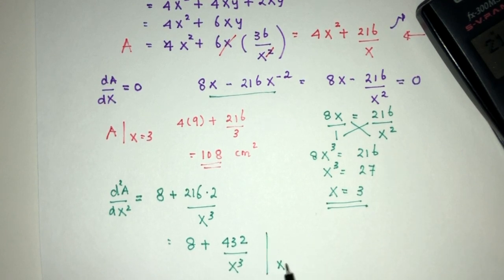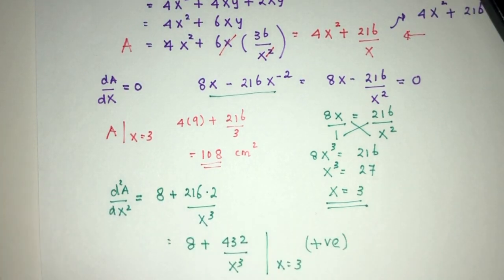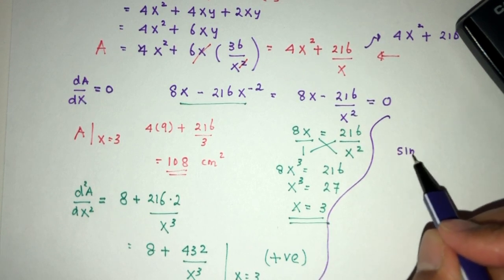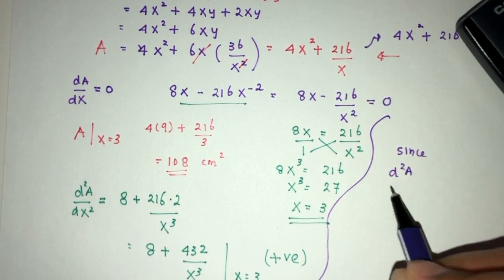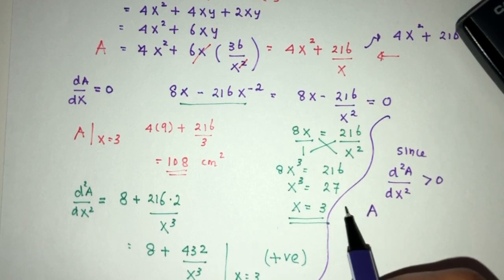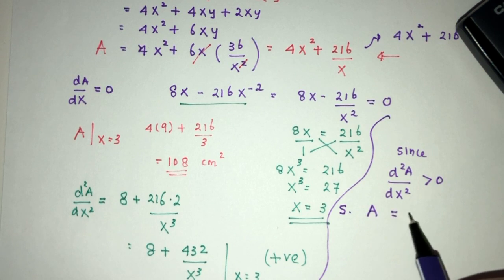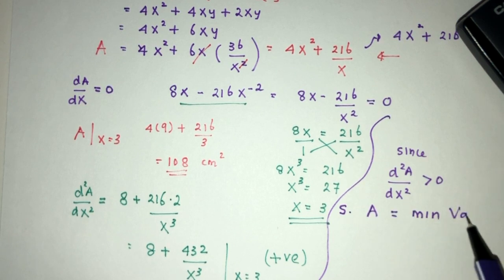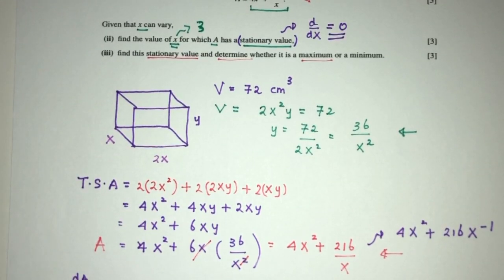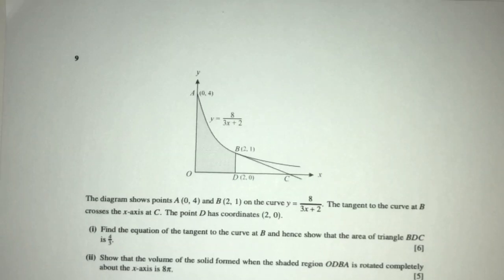So when the value of x is 3, you can see this will be a positive value. This is all we care about here. We care about the sign of this value. Now you can write, since d2A by dx2 is positive, we realize that the stationary value of A is equal to a minimum value. Okay, and that will be a question we have regarding differentiation and finding stationary values. Let's move on to the next question.